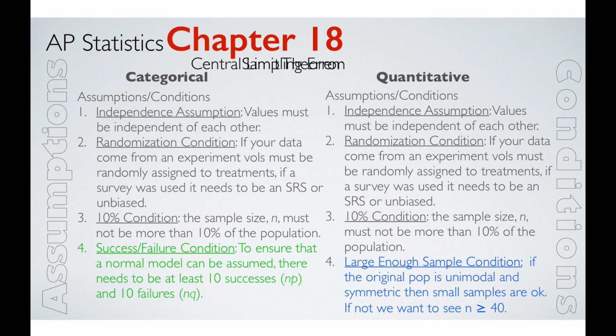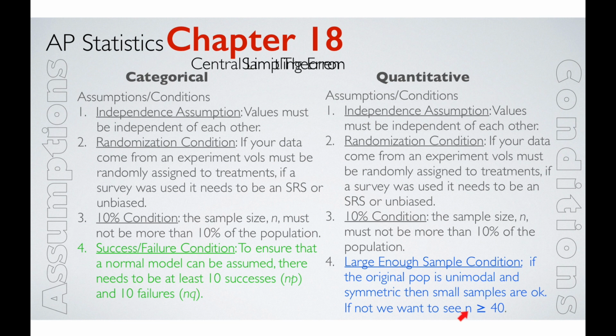And so for the large enough condition here, we don't have successes and failures, but we do have sample sizes that we take to average together. So what we want to do is assume it's unimodal and symmetric, which means approximately normal. We can make sure that if n is larger than 40, we get to assume that it works out okay. Now, if the original population is unimodal symmetric, then small samples would be okay.